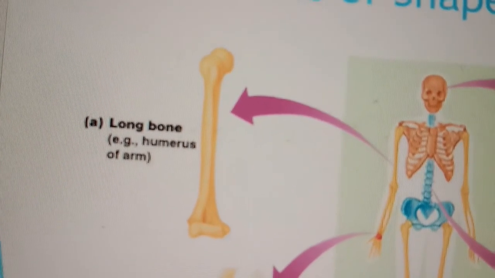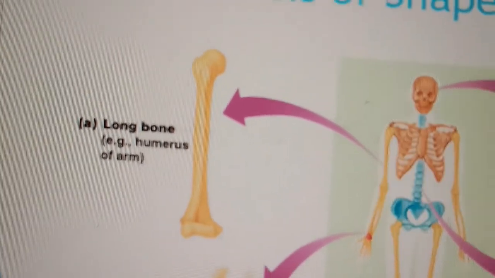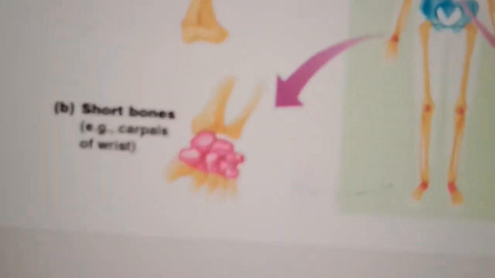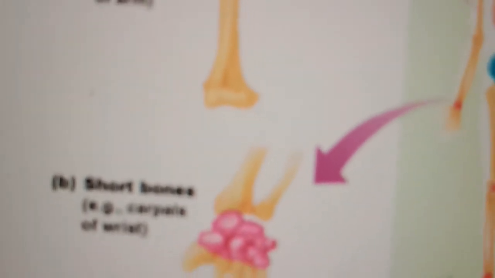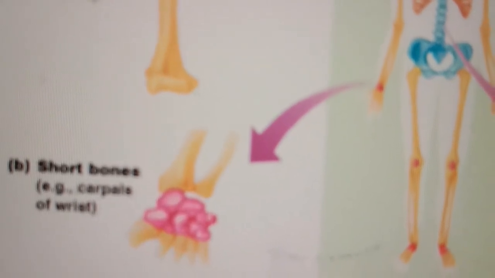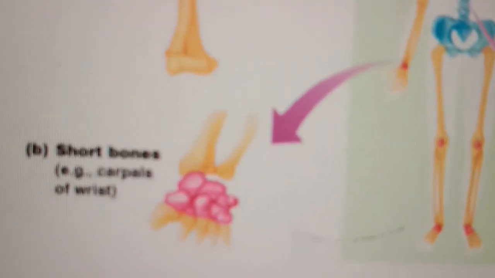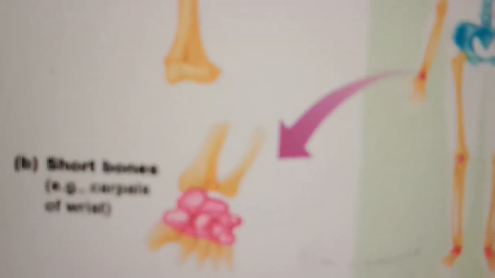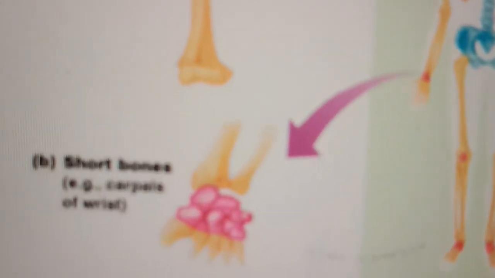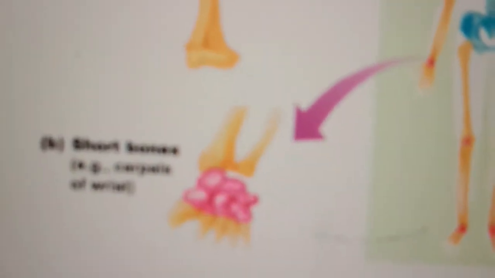So, next is the short bone. When we speak about the short bone, okay, we are referring to what? To the carpals of the wrist as a given example. So, short bone is usually square in shape, cube-like, like for example, the wrist and the ankle.